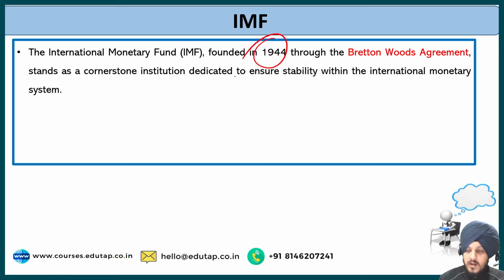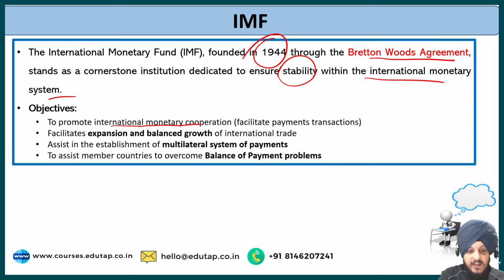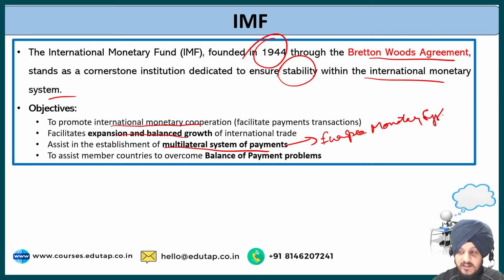Now there are different objectives of the IMF, such as to promote international monetary cooperation. Then it facilitates expansion and balanced growth of international trade. It also assists in the establishment of a multilateral system of payments. For example, the IMF helped European nations to establish the European monetary system. That is an example of that.